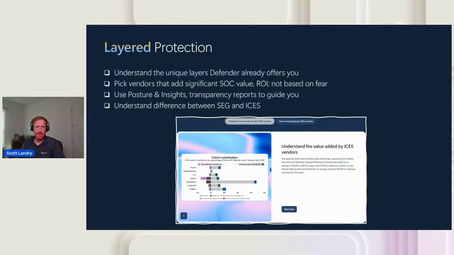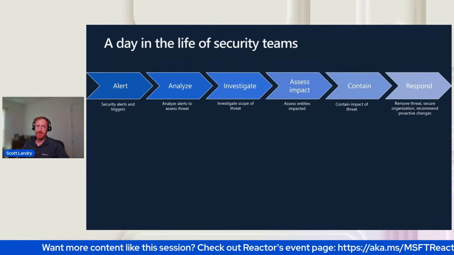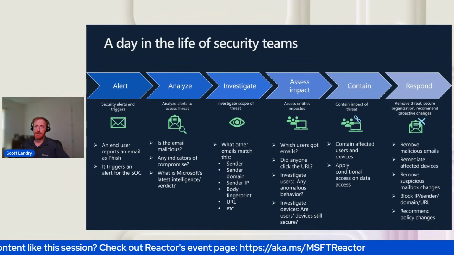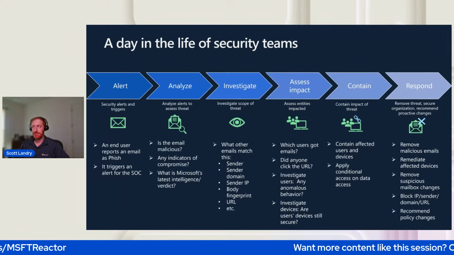Let me make sure I didn't skip a slide here. Okay. Day in the life of the security teams. Of course, any of you who are doing this on a daily basis, you know this is the pattern. You get an alert. You triage the alerts, you analyze them, you investigate when you find an actual potential threat, you assess the impact, and you try to contain it and respond, right? So everything we look at from here on out is going to have some element of these. And this is why potentially a single alert can take 30 minutes or more to investigate, right?